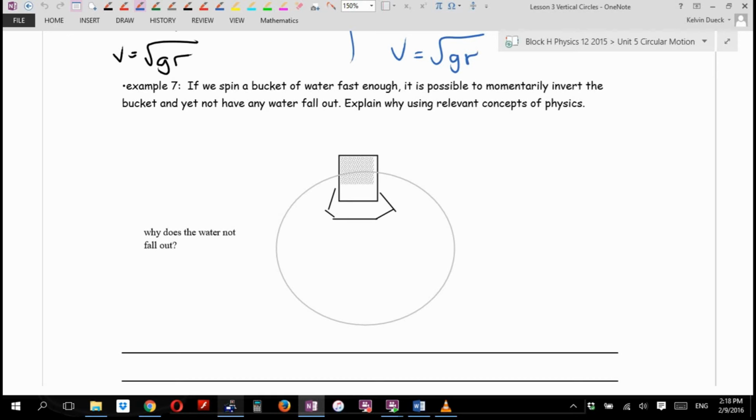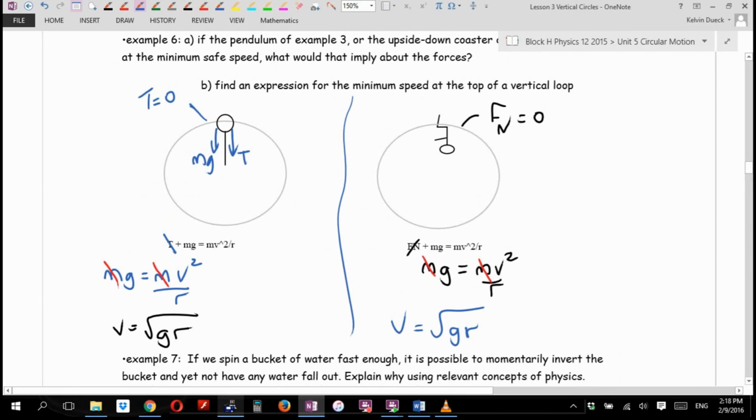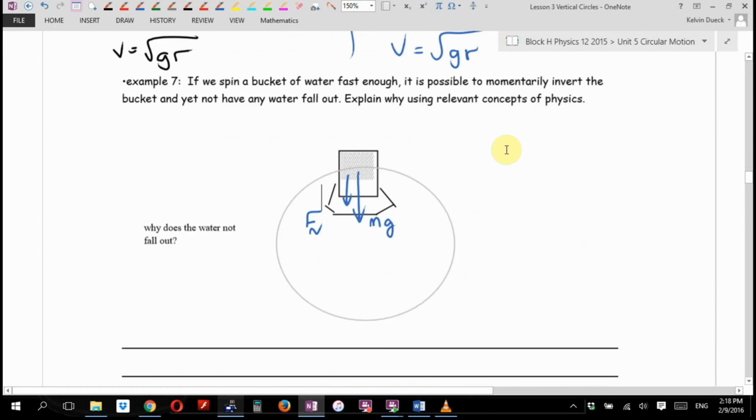Well, what are the forces acting on a molecule of water? Get the obvious one. What else? Yeah, the bucket applies a normal force. Do you want to know what the minimum safe speed is? I've got news for you. It's exactly the same as this physics here, except it's not tension this time. It's a normal force. You want to know the minimum safe speed? Right there, when the normal force is 0.